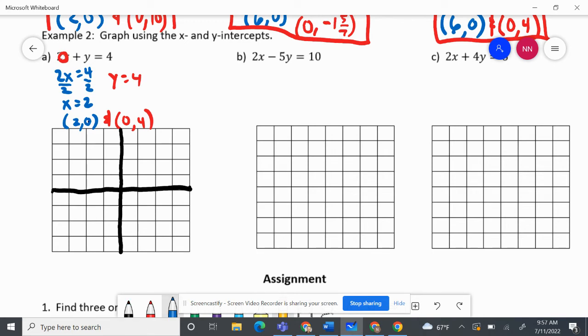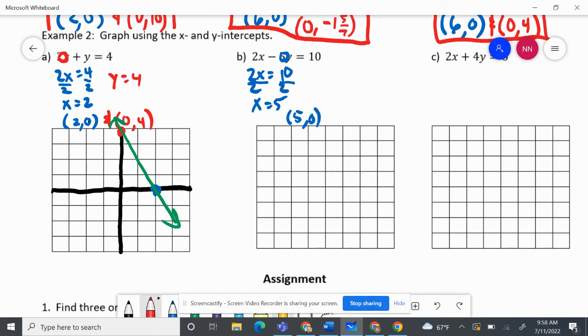So 2, 0 would be right here. 0, 4 would be right here. And then I'm going to draw my line through those 2 points. Let's look at the next one. So I'm going to plug in my 0 for the y. I get 2x is equal to 10. I divide it by 2. And so x equals 5, which would be 5, 0.